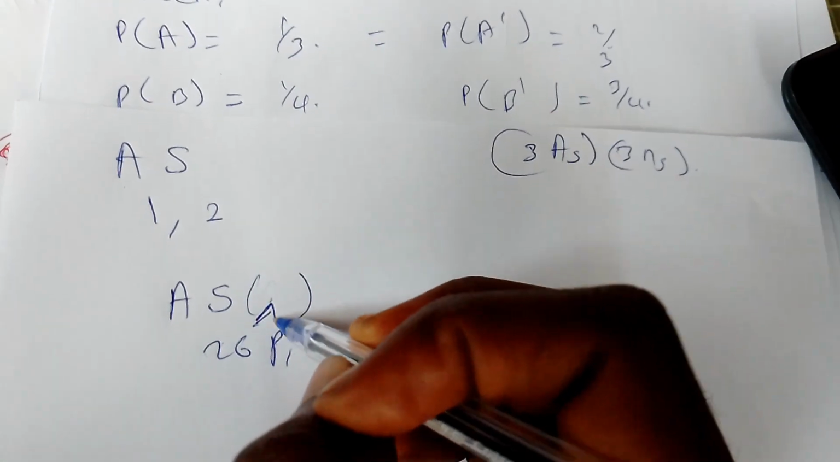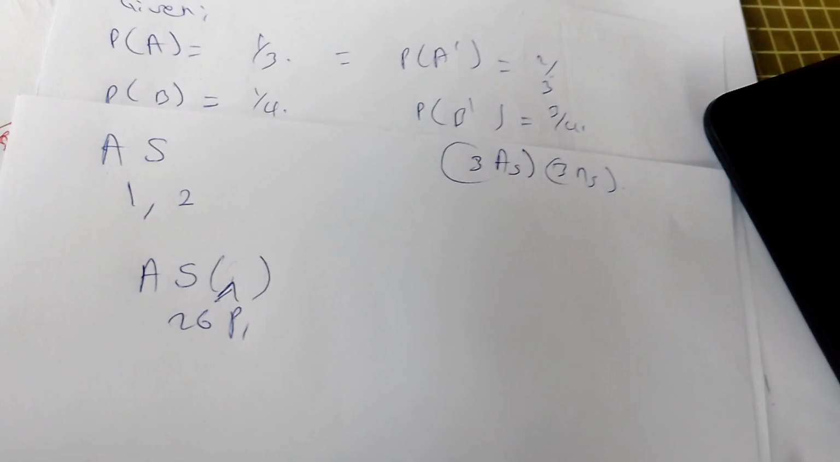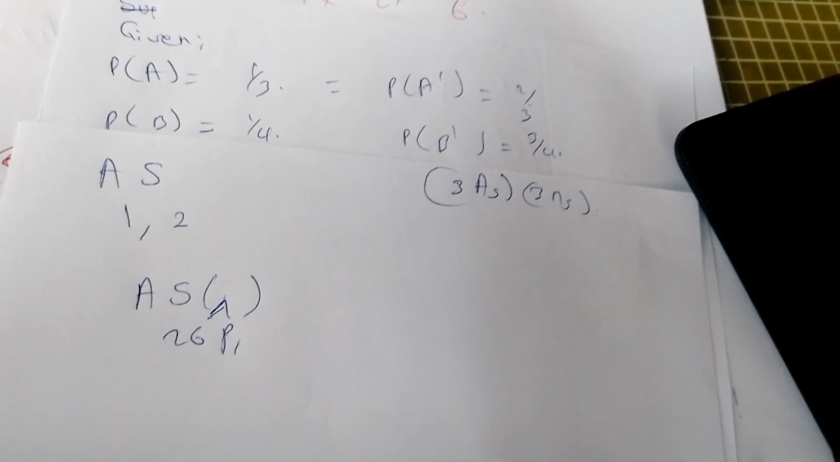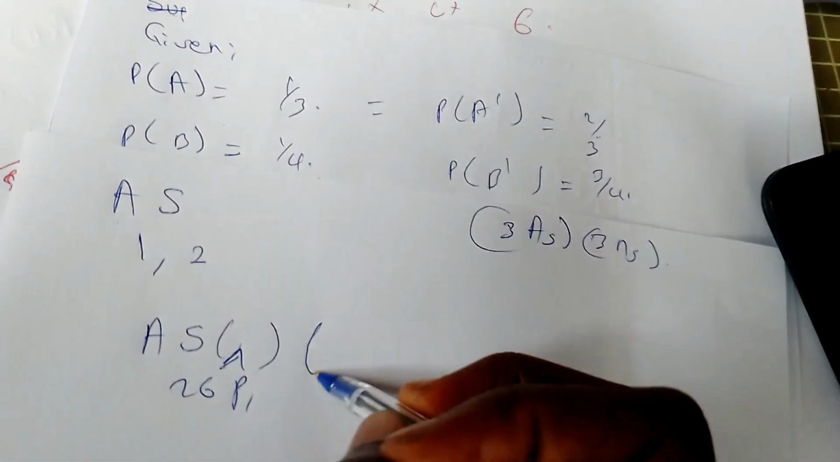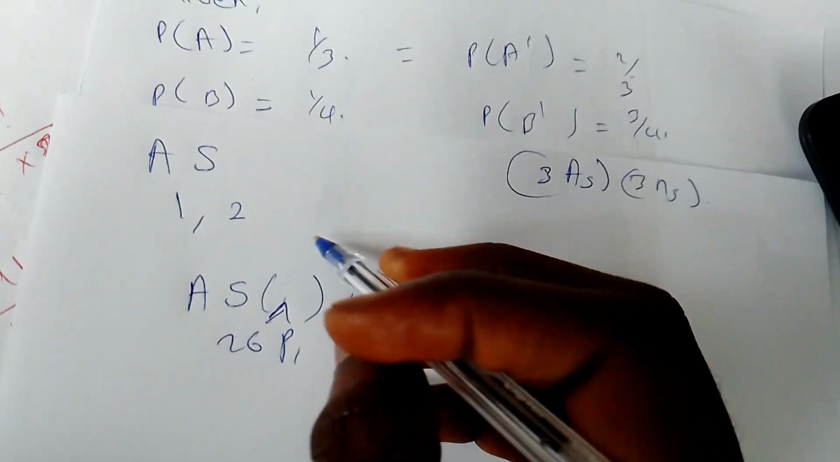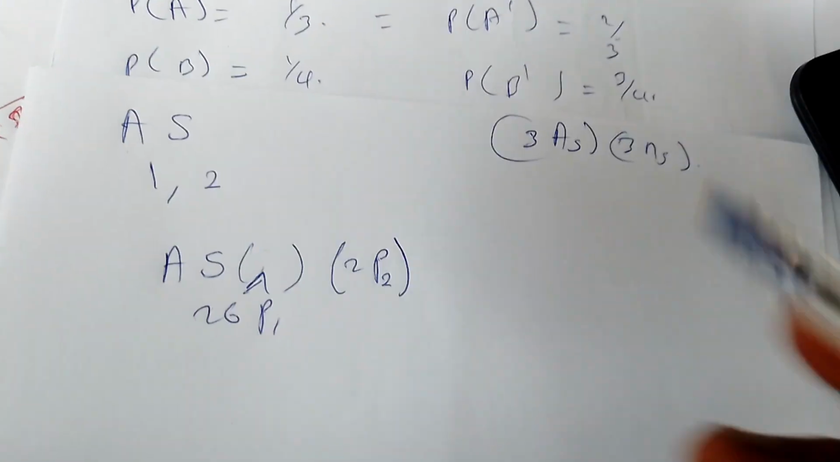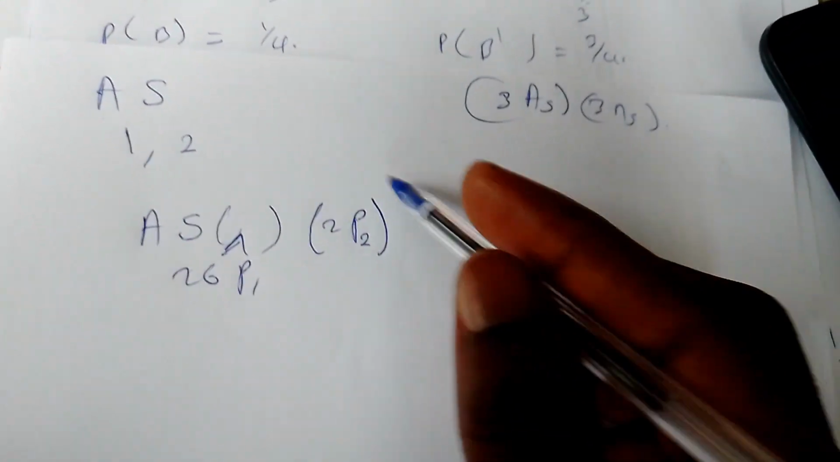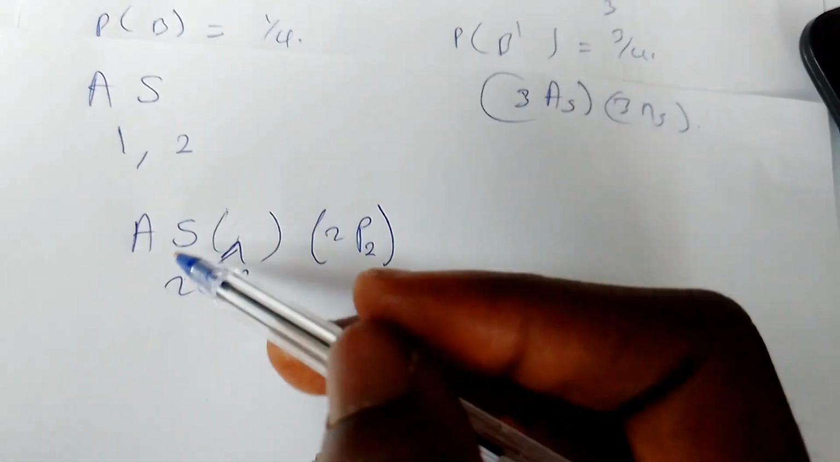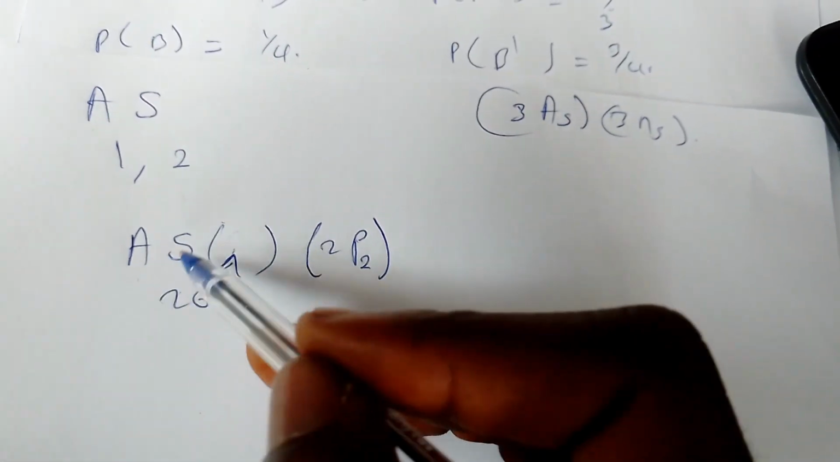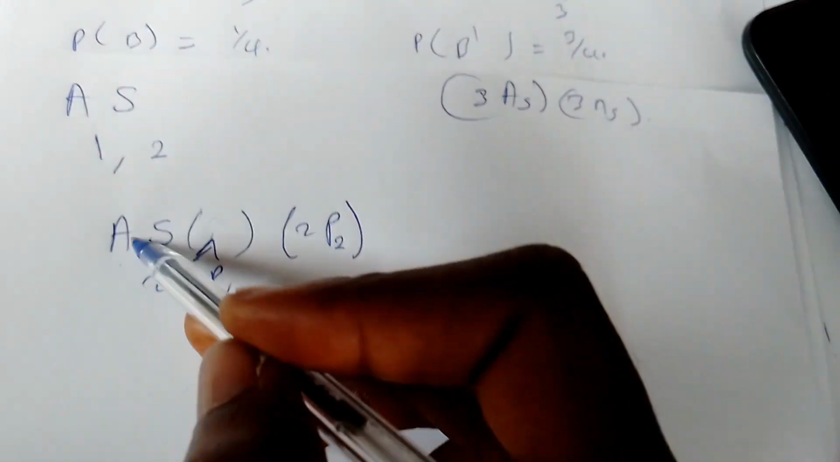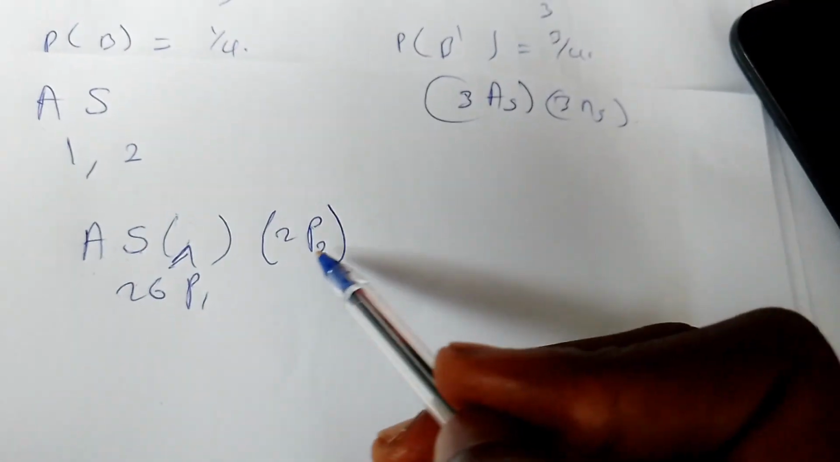Now you have 2 numbers. The lady says she remembers 2 numbers, that is 1 and 2, but she does not remember the order. Since she does not remember the order, how do we arrange 2 things? We can arrange them in 2 permutation 2 ways. If she remembered the order, then this term would not be there. She remembers the order of AS, but she doesn't remember the order of the numbers. So we'll just do this.